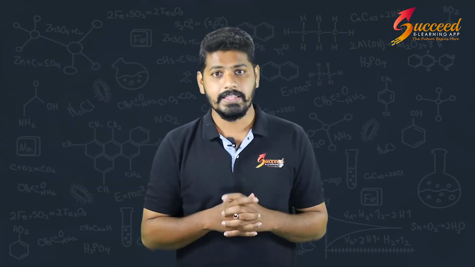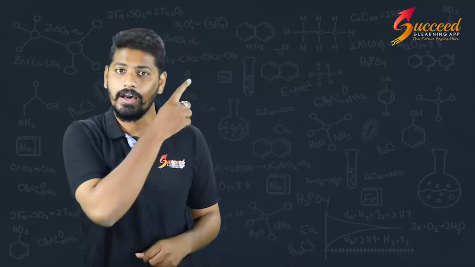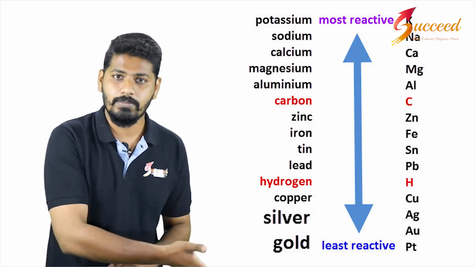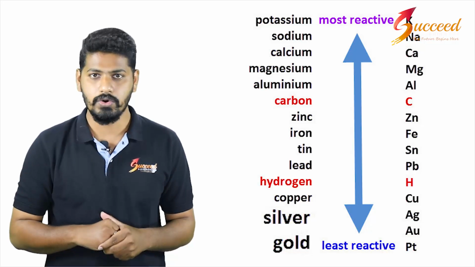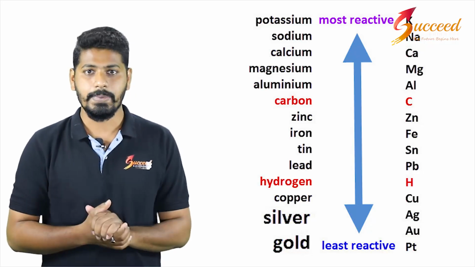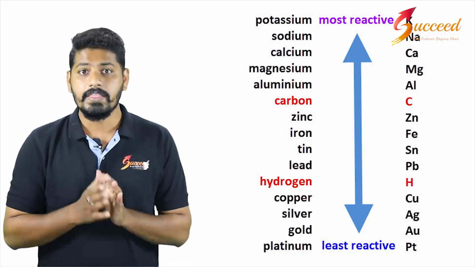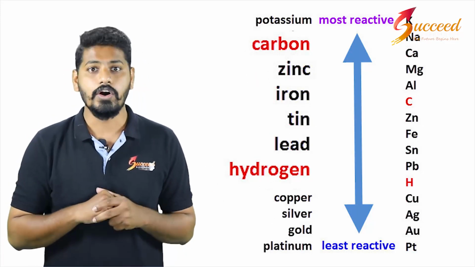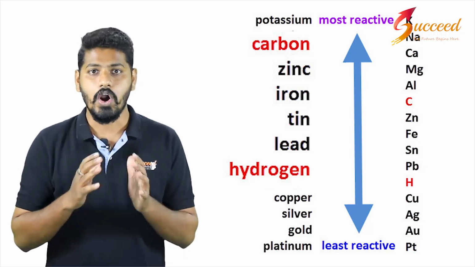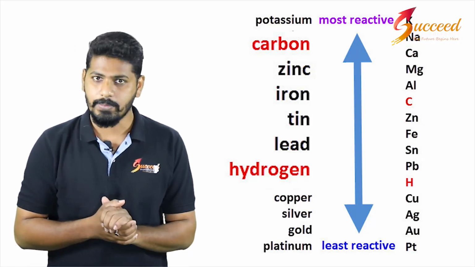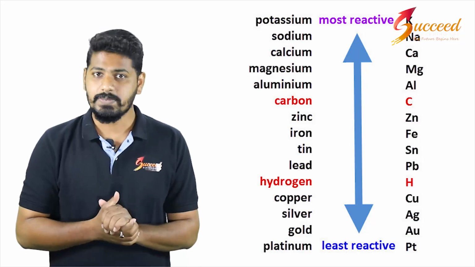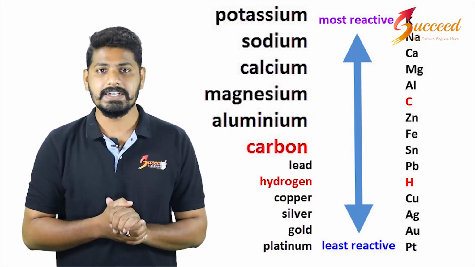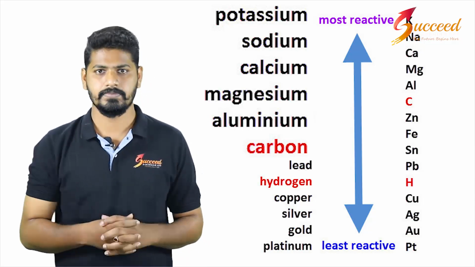Now let's see the elements which are present in the reactivity series. The metals which are present at the bottom of the reactivity series, like gold and silver, are all present in the free state. The metals which are present in the middle of the reactivity series are usually found combined in the form of oxide, sulfide or carbonate, and the metals which are present at the top of the reactivity series are usually present in the combined state.